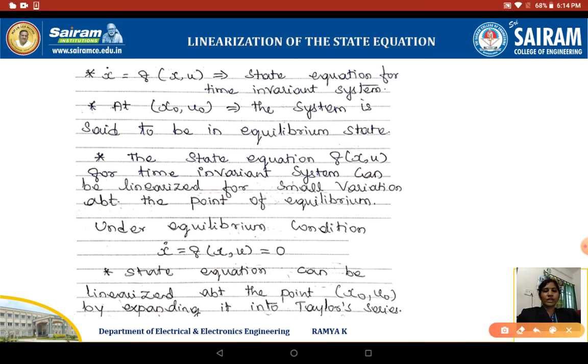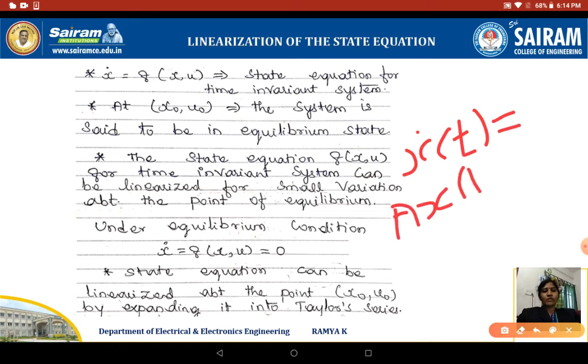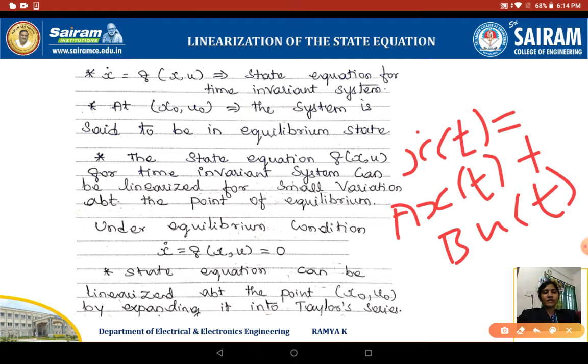So we know that the state equation is always represented using a first order differential equation. So x dot of t is equal to Ax of t plus Bu of t. In this, x of t represents your state variable, u of t represents your input variable, A and B are your matrices, and x dot of t is your state equation representation.